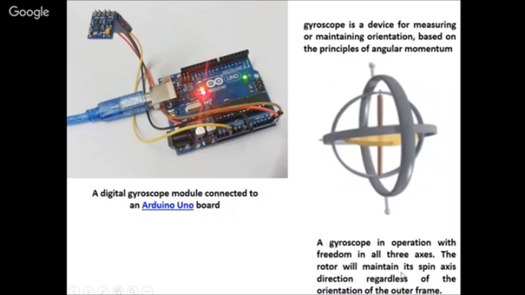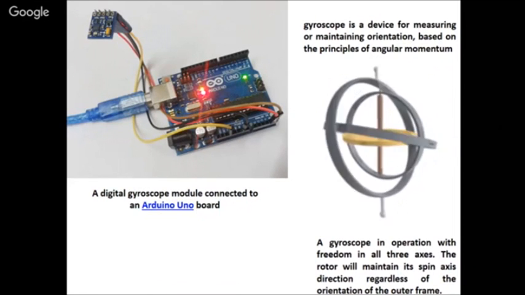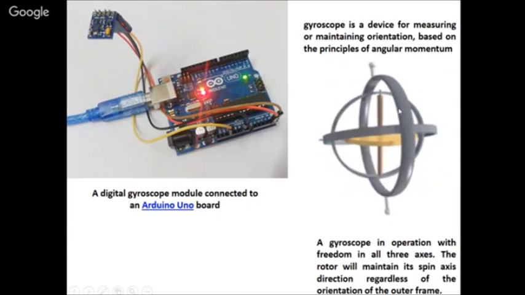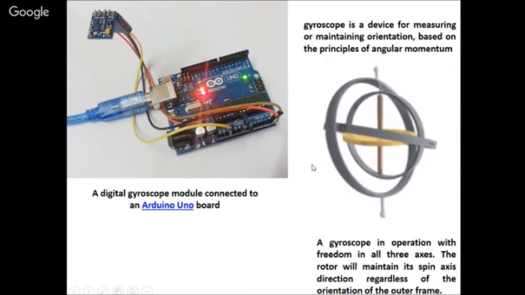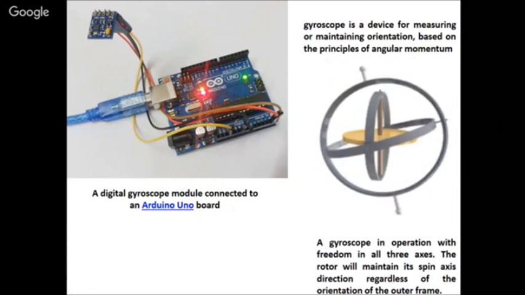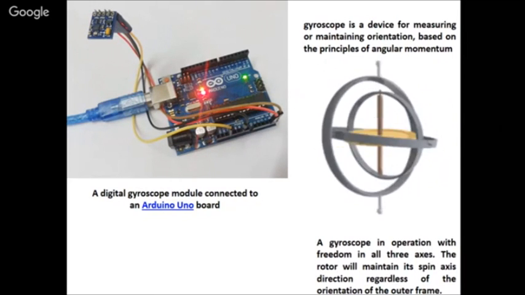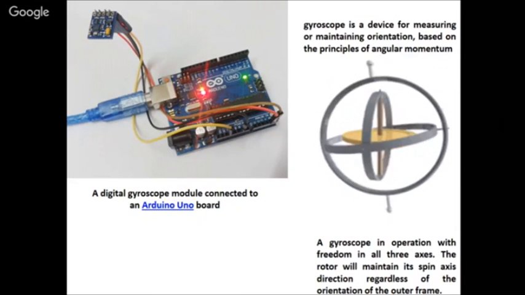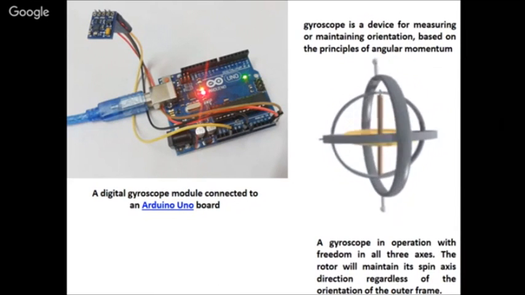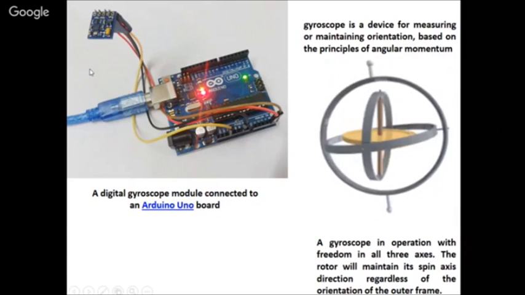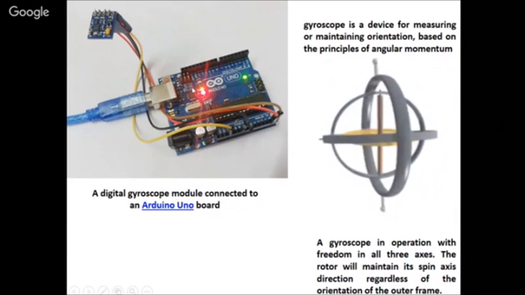The rotor will maintain its spin axis direction regardless of the orientation of the outer frame. Whatever may be the outer frame direction, the inner frame will always move in the same direction. That's how the wheels of the motorcycle also will go in the same direction, whatever may be the outer rim, the outer structure direction.